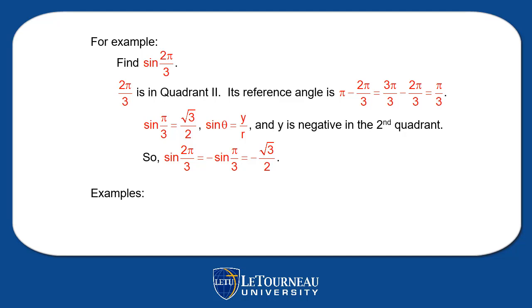Here's an example. Find the sine of 2 pi over 3. 2 pi over 3 is in quadrant 2. Its reference angle is pi over 3. You've practiced that. Sine of pi over 3 is square root of 3 over 2. But the sine is y over r, and y is negative in the second quadrant. So you notice that the sine of 2 pi over 3 is minus the square root of 3 over 2.